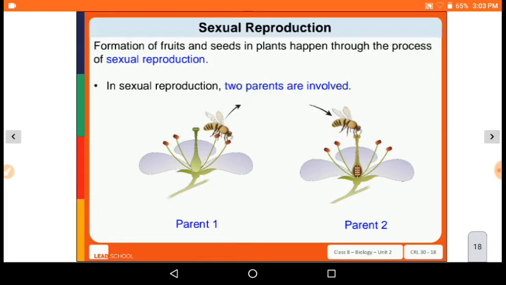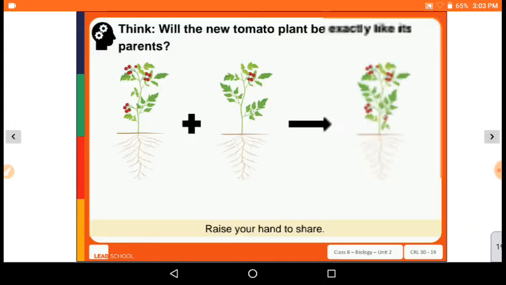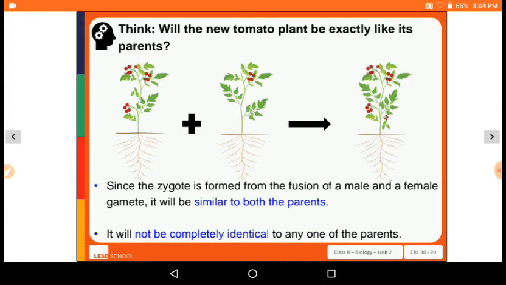Formation of fruits and seeds in plants happens through the process of sexual reproduction. In sexual reproduction, two parents are involved. First is parent 1 and second is parent 2. Now think about it. Will the new tomato plant be exactly like its parents? Since the zygote is formed from the fusion of the male and the female gamete, it will be similar to both parents. So it will not be completely identical to any one of the parents.